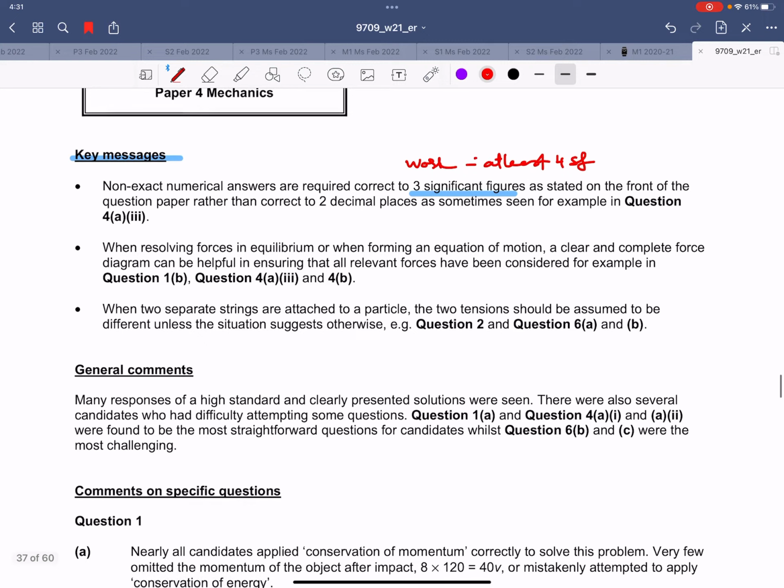When resolving forces in equilibrium, when forming an equation of motion, a clear and complete force diagram can be helpful. So when the examiner is saying helpful, for you, draw a diagram. Consider it a must. So when the examiner is finding it easier, why would you not make the examiner happy? When two separate strings are attached to a particle, two tensions should be assumed. So separate strings, separate tensions, and so on.